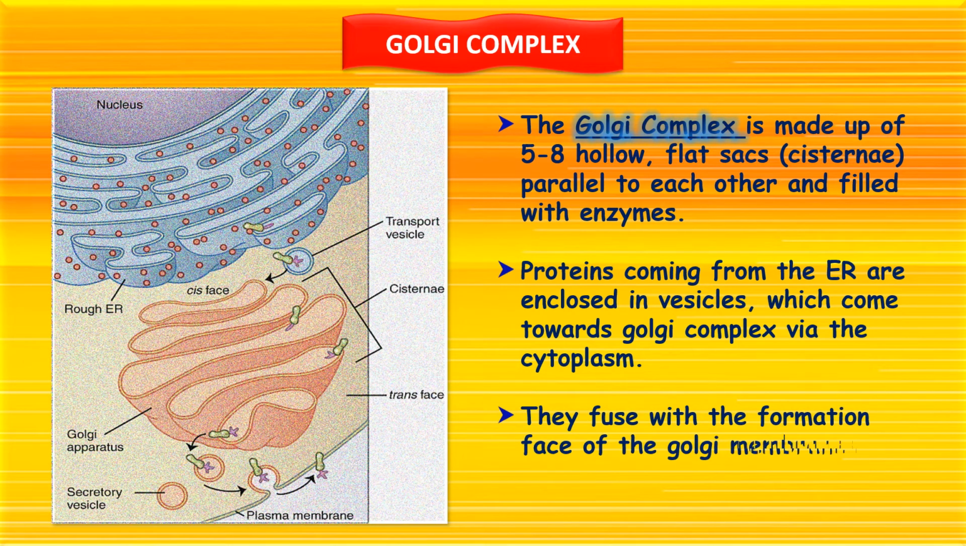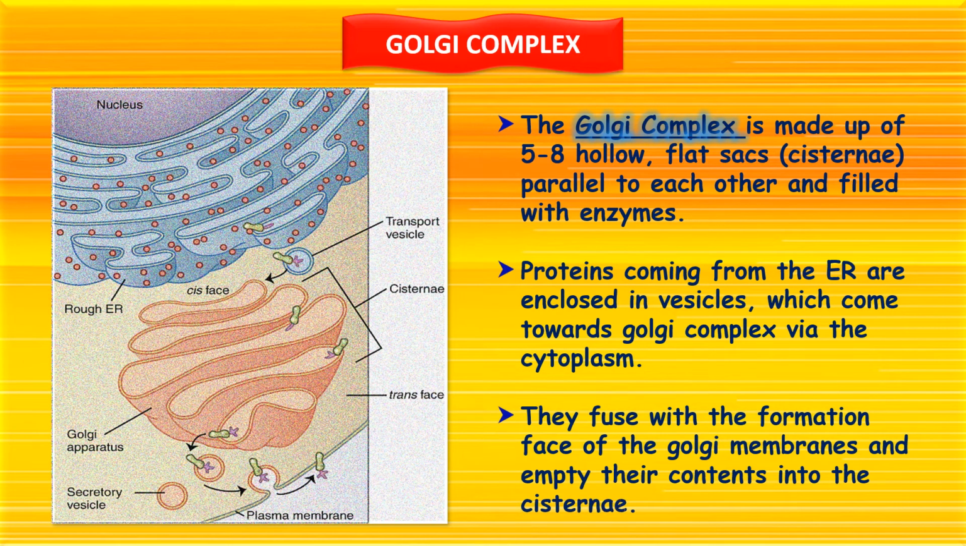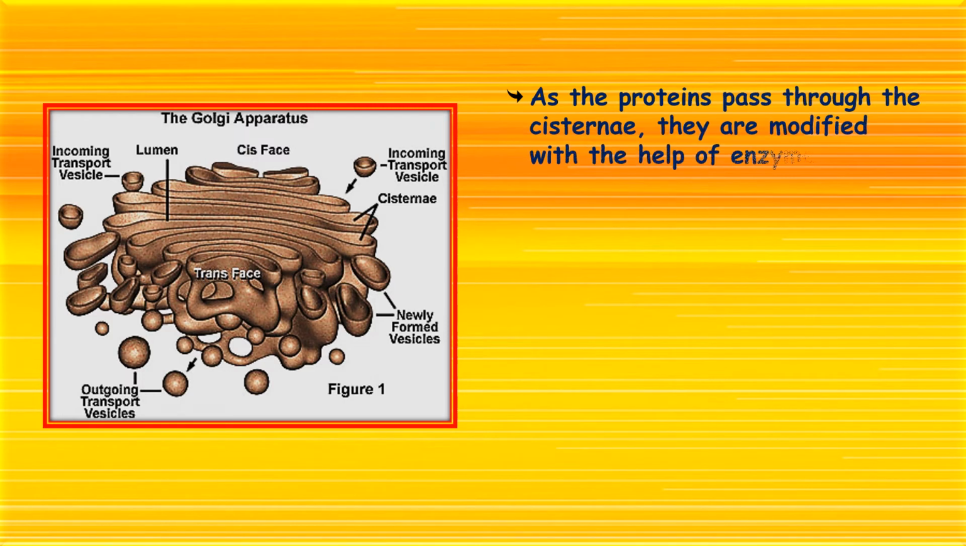Now, they fuse with the formation phase of the Golgi membranes and empty their contents into the cisternae. So these proteins come packaged as vesicles, then whatever they have within them, they drop into the cisternae. They empty all their contents into these little sacs. As the proteins pass through the cisternae, it starts from here, empties here, and goes from one sac to the other, one sac to the other.